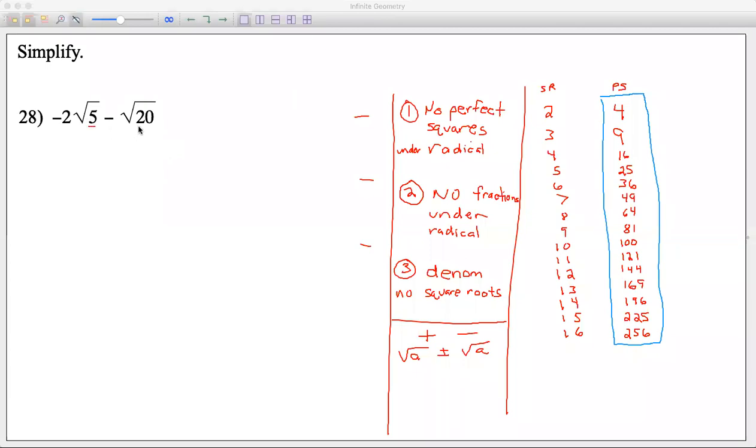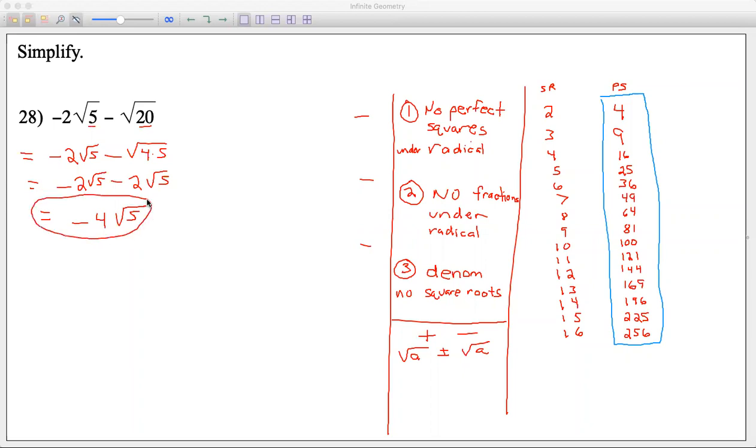Well, can't do anything with the 5, but I can with the 20. So negative 2 root 5 minus, there's a 4 that I can pull out of 20. So 4 times 5. That would be negative 2 root 5 minus the square root of 4, which is 2, so 2 root 5. Ooh, look, we got the same thing. That's not 0. That says negative 2 minus 2, which is negative 4 root 5. Remember, same signs, add. Equal, equal, equal, done. Yay, us. Well, you can't see it, but it says negative 4 root 5.